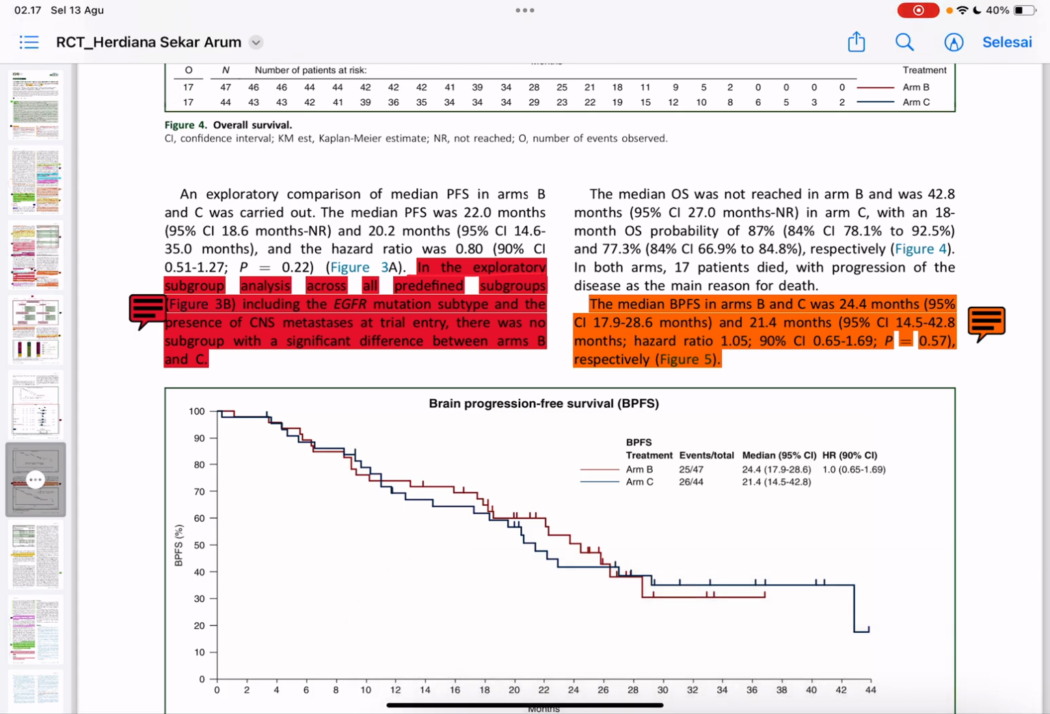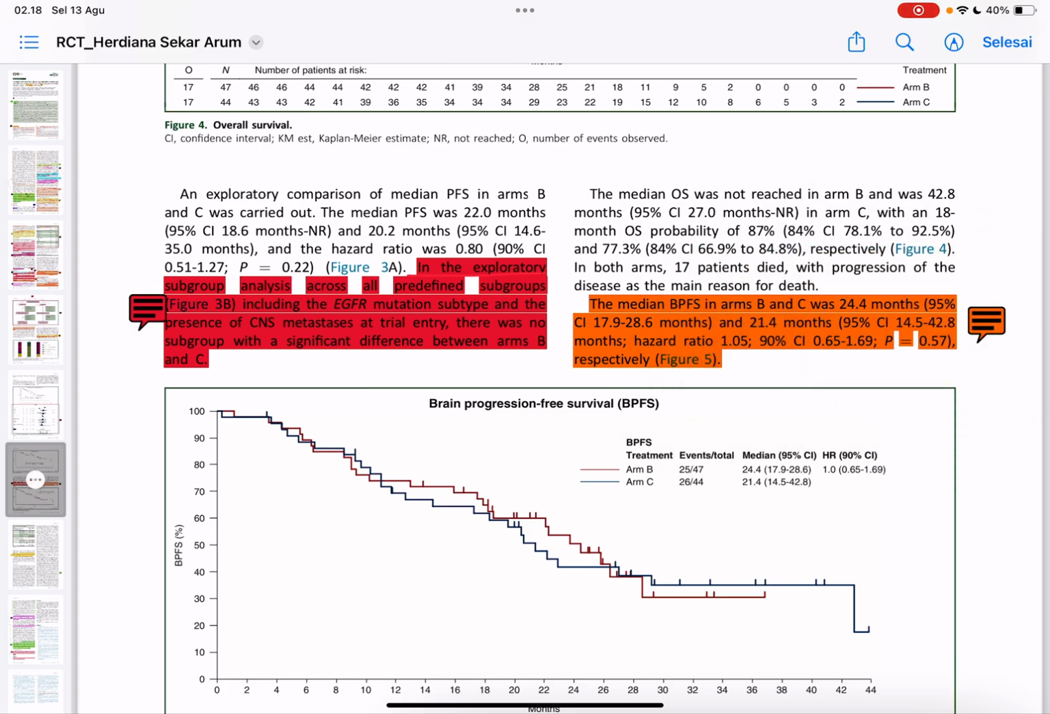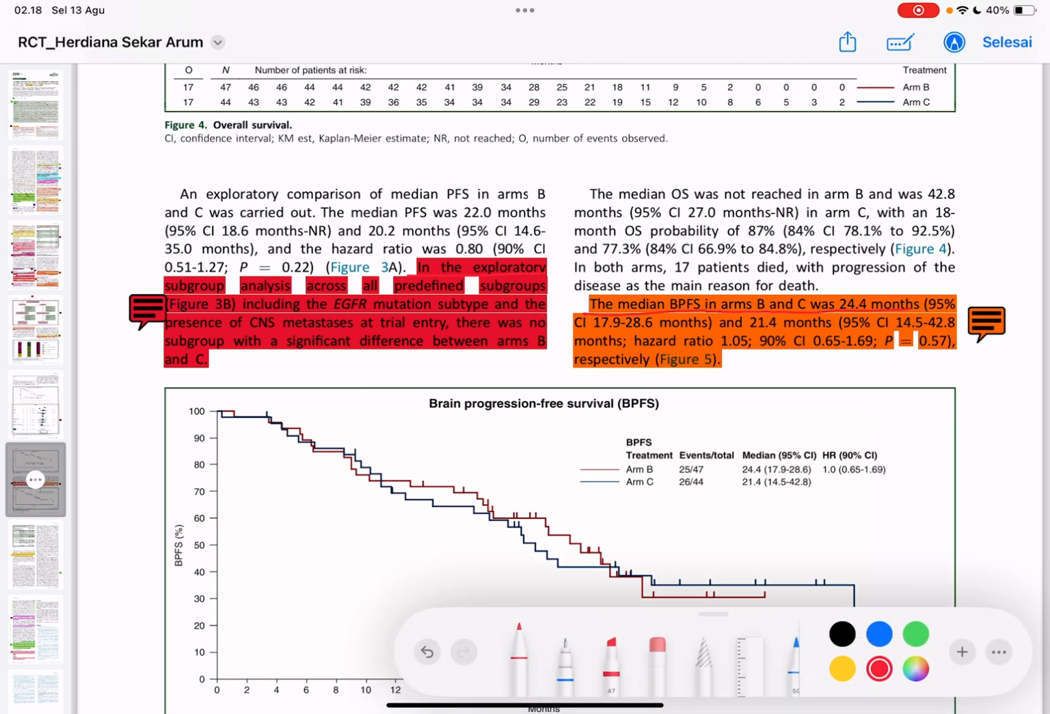And next we have, for binary outcomes, presentation of both absolute and relative effect sizes is recommended, because the median PFS in arm B and C was 24 months, 95% CI 17 to 28 months, and 21 months, 95% CI 14 to 42 months. The hazard ratio is shown respectively.